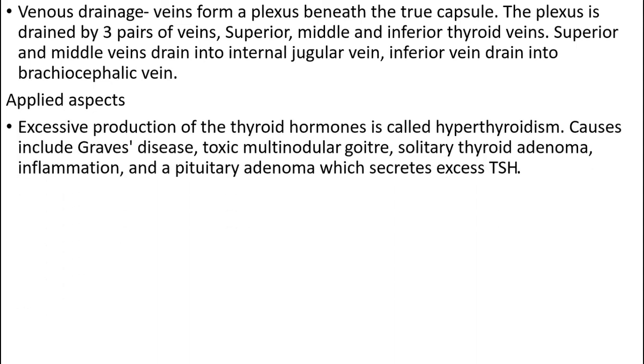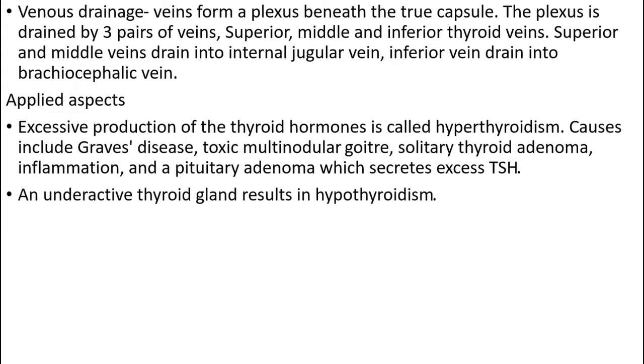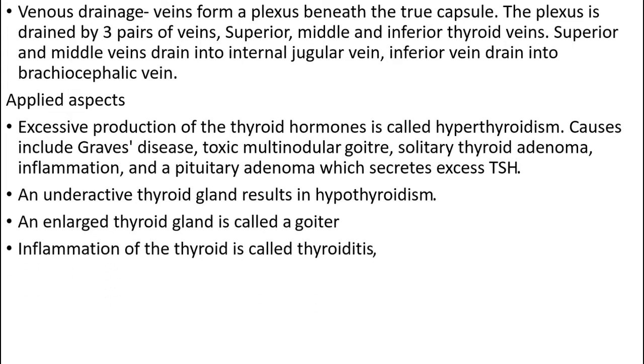Applied aspects: excessive production of thyroid hormones is called hyperthyroidism. Causes include Graves' disease, toxic multinodular goiter, solitary thyroid adenoma, inflammation, and pituitary adenoma, which secretes excess thyroid stimulating hormone. Underactive thyroid gland results in hypothyroidism. An enlarged thyroid gland is called goiter. Inflammation of the thyroid gland is called thyroiditis.